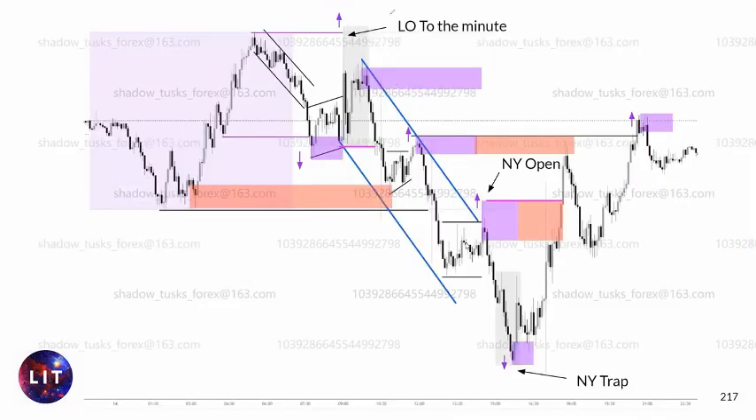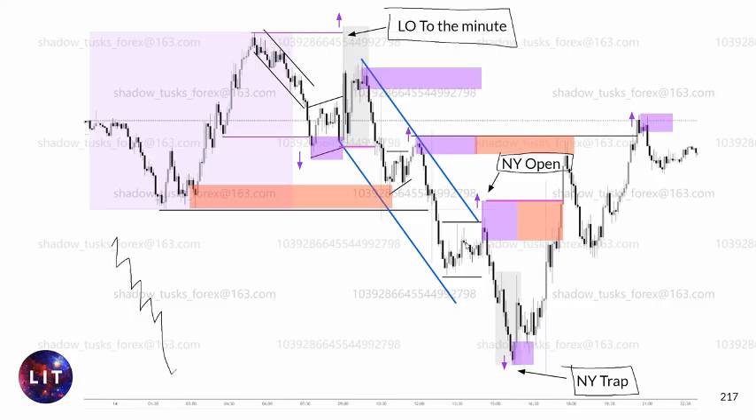Oh, what a surprise. London Open. What have we learned? The ideal situation for the relationship between New York Open and New York Trap is that New York Open gives the false move, and then New York Trap induces something to the left and reverses against New York Open. That's exactly what we have here, right? And this all makes sense.